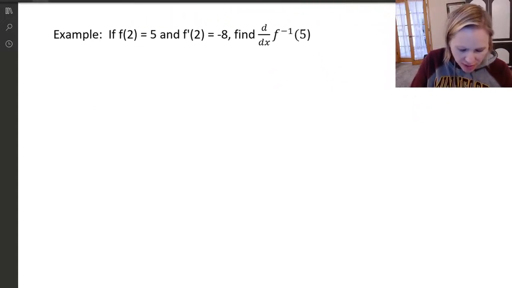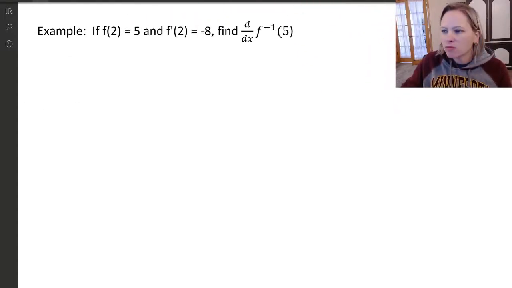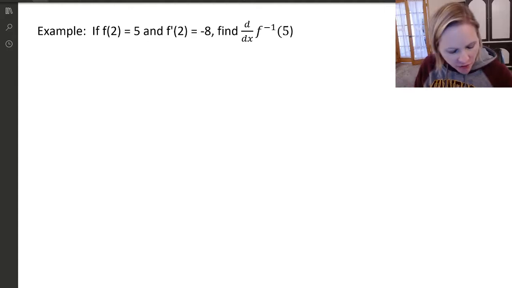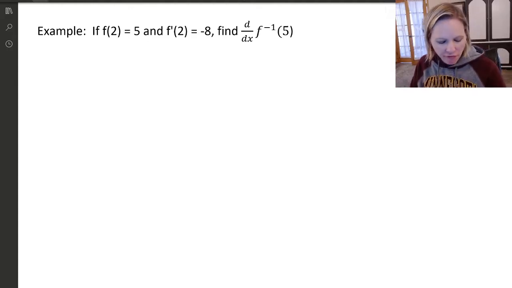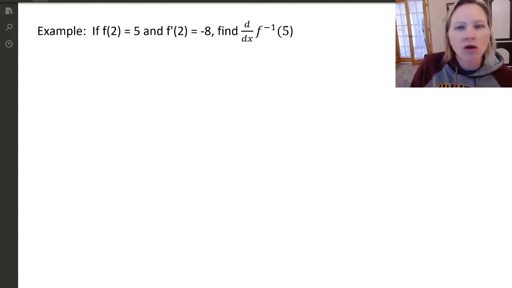So let's take a look at what this problem here looks like, and we're going to try it on your own. And as a matter of fact, if you want to pause this video and try it on your own, I highly encourage you to do so. Alright, so here we have our information. f of 2 is 5, f prime of 2 is negative 8. We want to find d/dx of f inverse of 5.